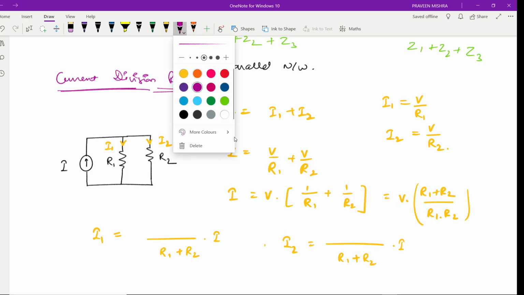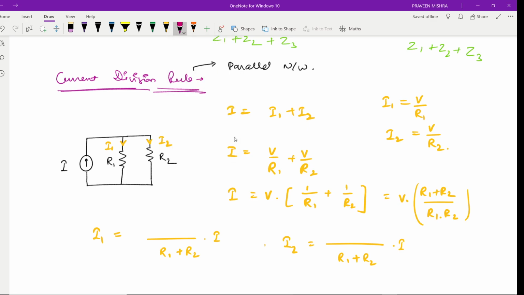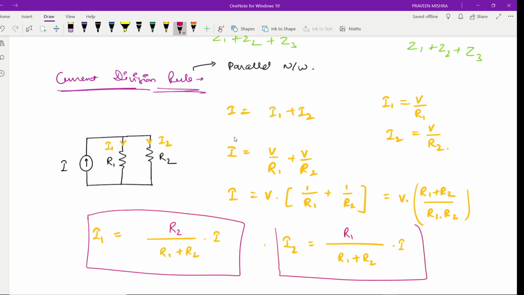If this one is I1, in that case in the numerator the resistance will be R2, the opposite resistance. If you want to calculate I1, you have to consider this other resistance. If you want to calculate I2, in that case you have to consider the other path resistance R1. Likewise, you can divide the current. This one is the current division rule.